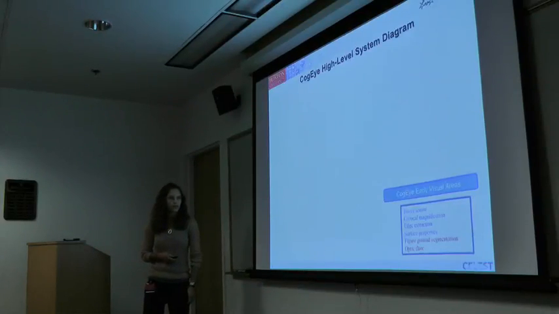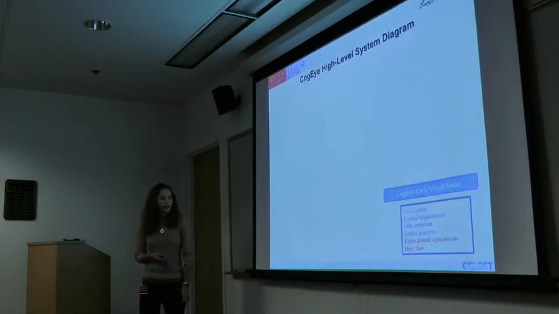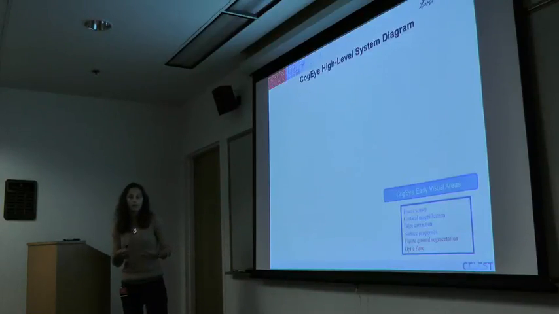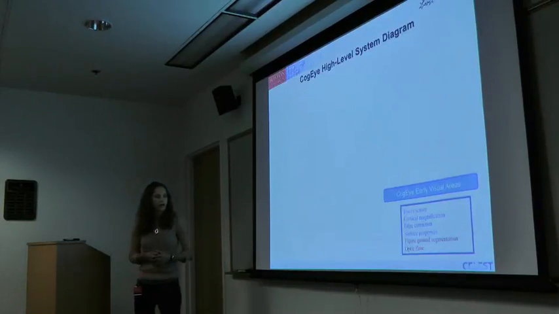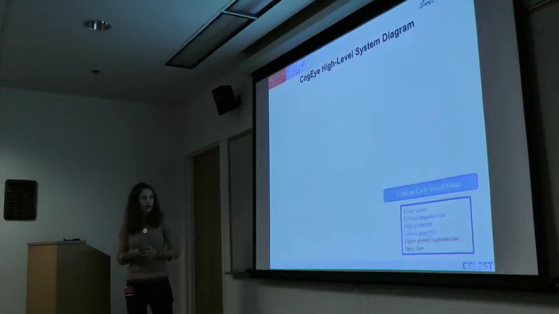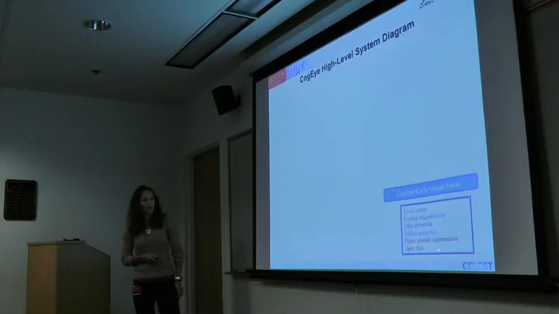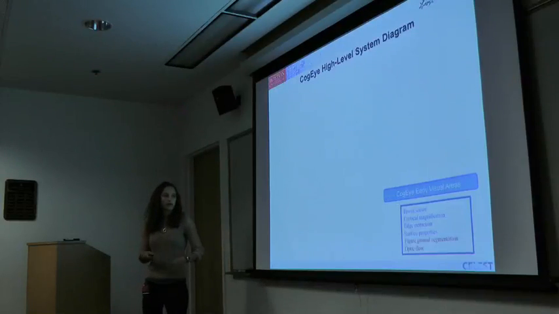So the early visual system in CogEye is comprised of a foveal sensor, a method for edge extraction, or neural model for edge extraction, and neural model for surface property extraction. And the surface property extraction right now is just luminosity, but will in the future include things like color and texture as well. We also plan to include figure ground segmentation and optic flow as part of this early visual area processing.